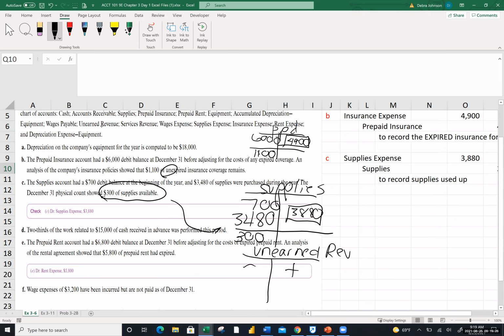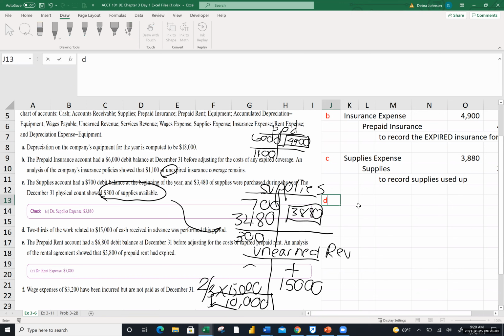So because it's a liability account, it looks like that. I put the rule up there. And what they just said is this 15,000 that's sitting in there needs to be adjusted down. For how much? They've done 2/3 of the work. So I need to take 2/3 times 15,000, and that's going to be, in my head anyways, 10,000. That's what I need to make the adjustment for, the 10,000 that has now been earned.